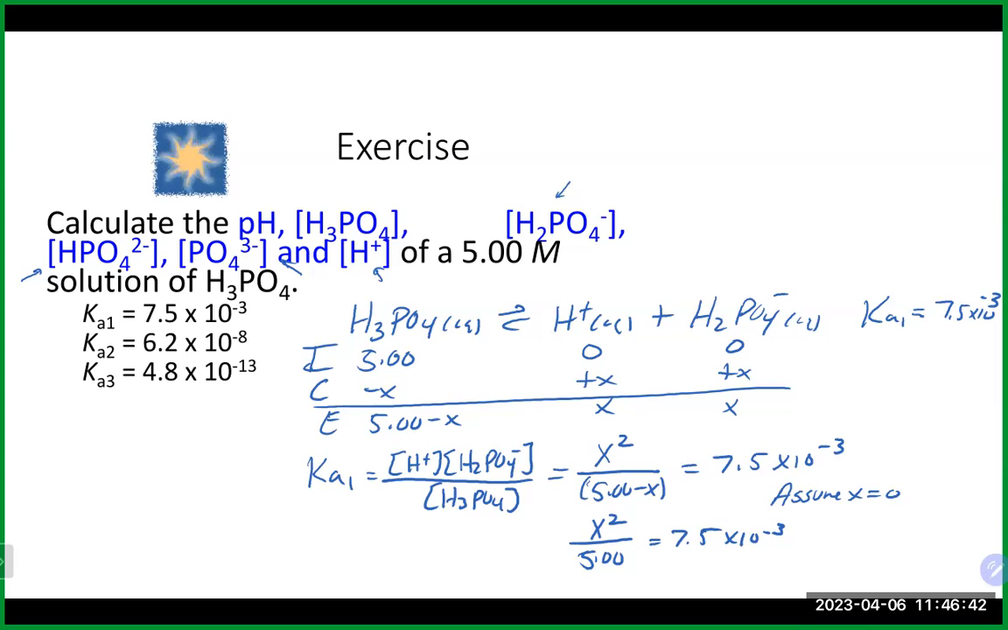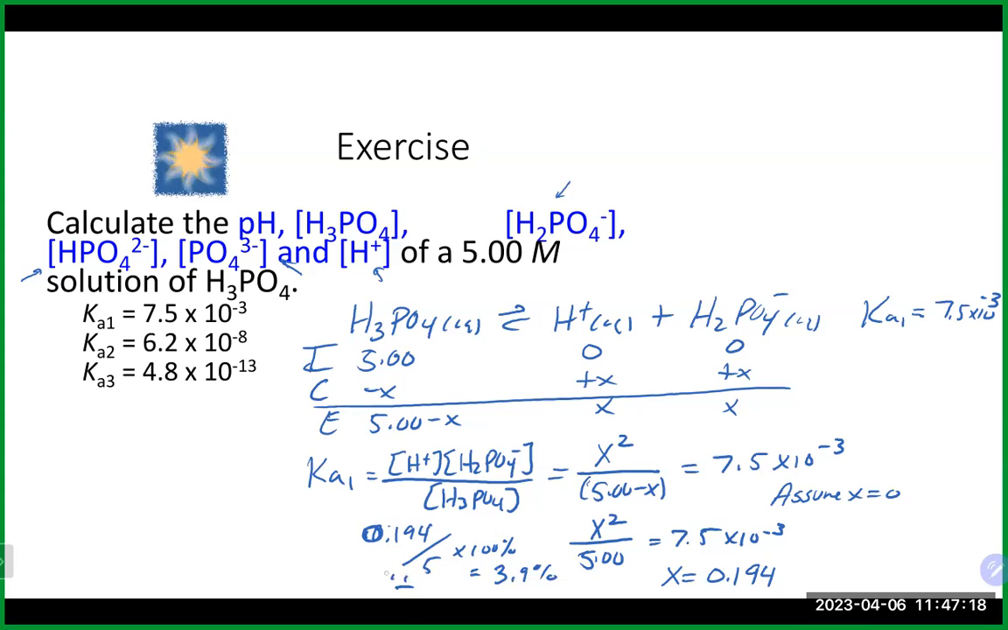And that's going to get me the square root of 7.5 times 10 to the minus 3 times 5. A little square root action here is going to give me an X value of 0.194, we'll call it. We do need to check it. So we're going to take our 0.194, divide it by 5, times it by 100%. And I hope it's good. It should be. There it is, 3.9%. That's a winner.